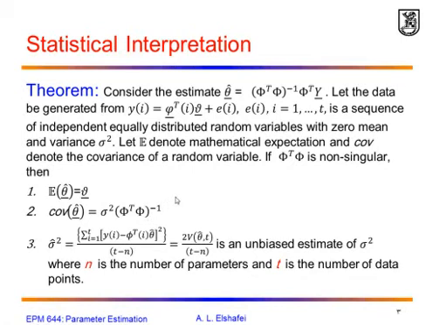Now if we don't know the variance of the noise, we can have an estimate for that variance, and that is given by the summation of the squares of the residues divided by the number of data points minus the number of parameters, and this is an unbiased estimate of the variance.